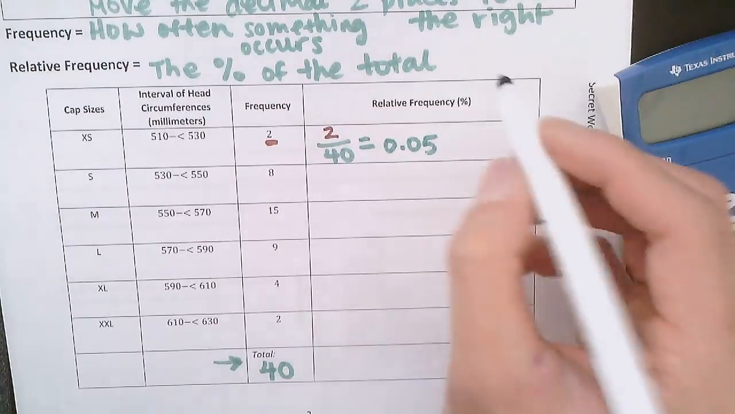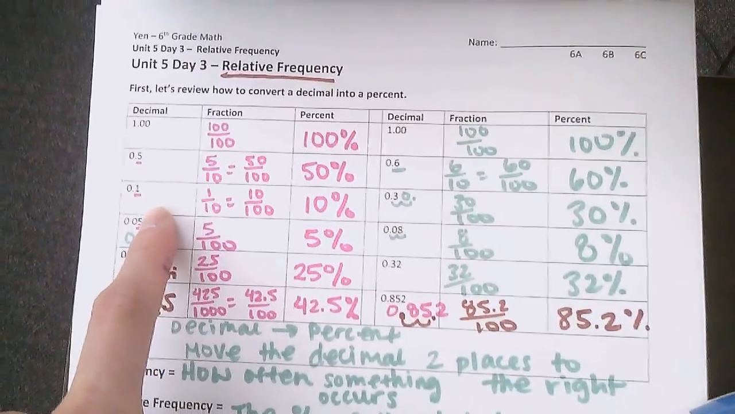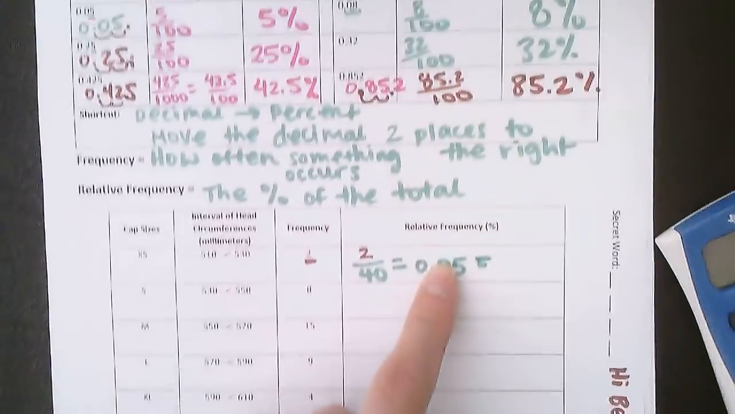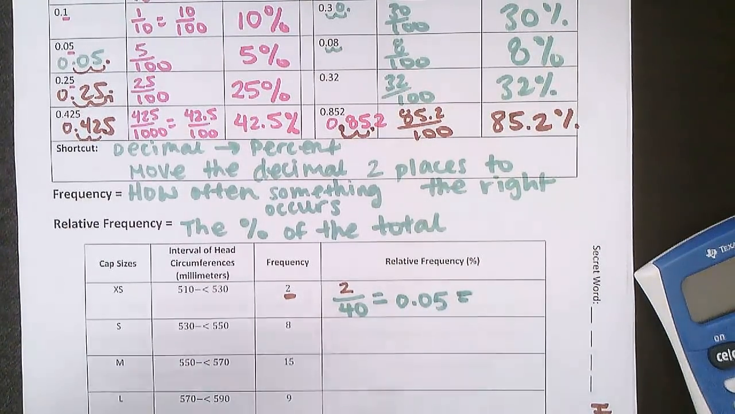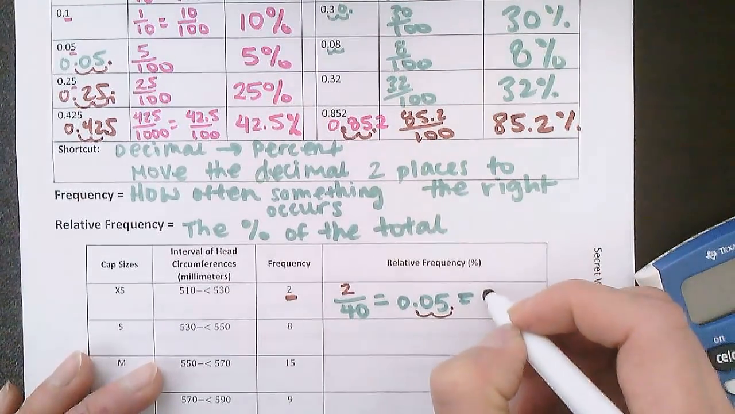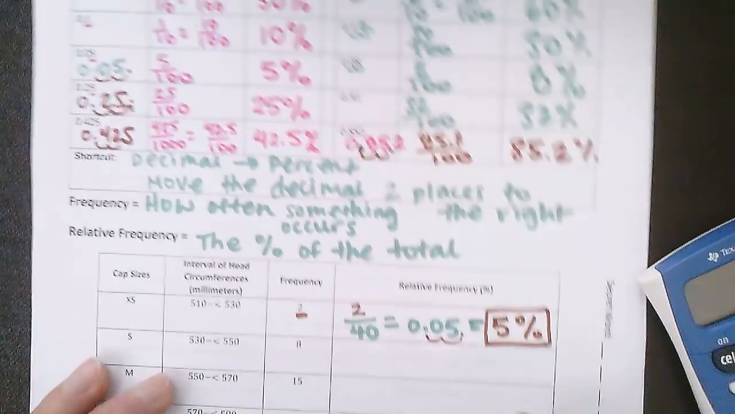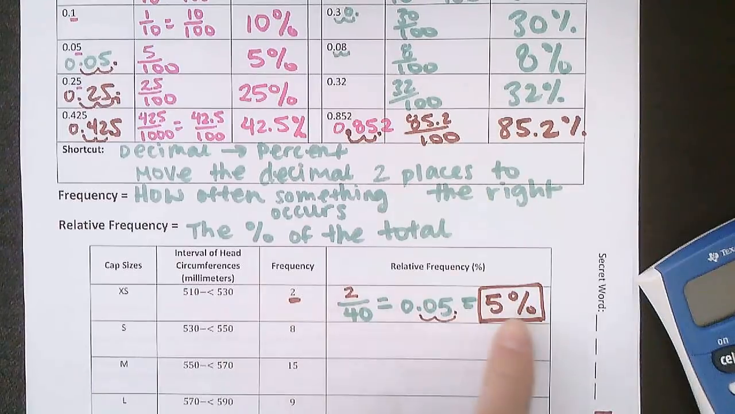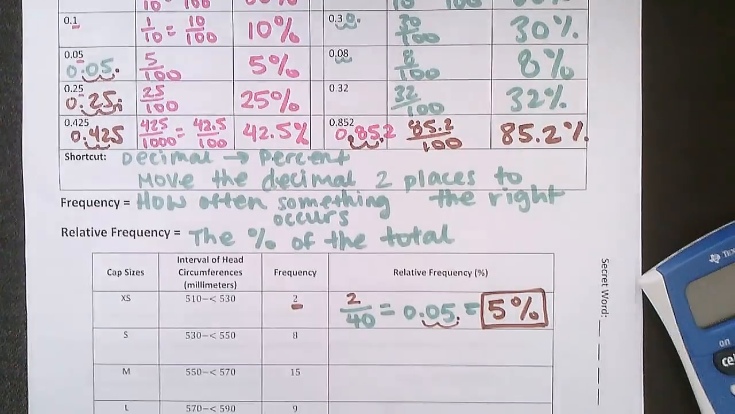And then if I have it as a decimal, same thing we did up here, you can convert this decimal to a percent. Well, you can take the decimal and move it 2 spaces to the right, and that would give us 5%. So we can say that the relative frequency of people with extra small cap sizes is 5% out of everyone that we asked. Let's do another one.